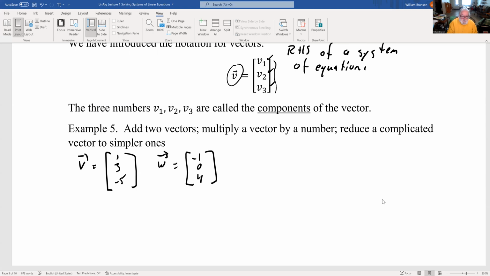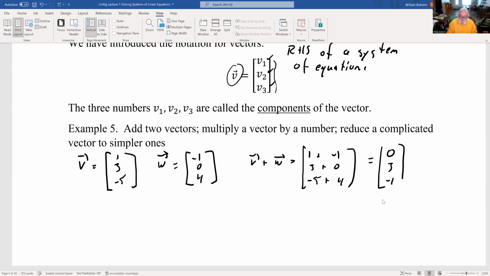So how do we add vectors? Just add the corresponding components. So it would be 1 plus minus 1, 3 plus 0, minus 5 plus 4. Right? And that's 0, 3, minus 1. So if you add 2 vectors, you just add the corresponding components.